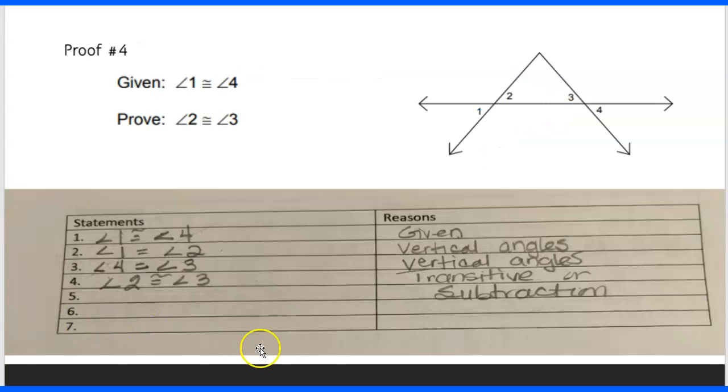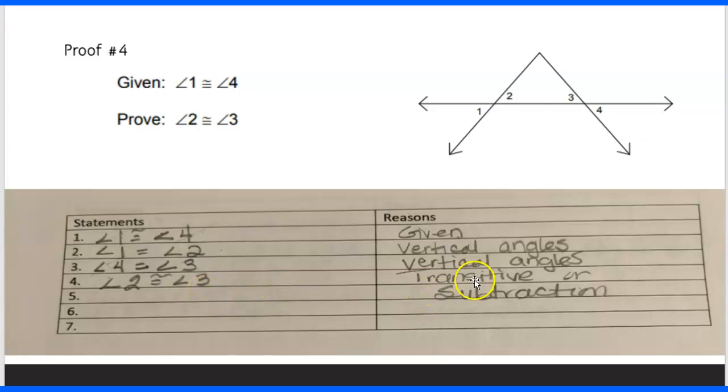All right, number 4. They tell us that angle 1 right here is congruent with angle 4 right there. So I put that in with my given. Remember, I pop all the way to the end and go ahead and put what I have to prove. Here's my given. All right, then I am going to say that angle 1 equals angle 2. Why did I say that? Because of vertical angles. Then I'm going to say that angle 4 equals angle 3. Again, vertical angles.